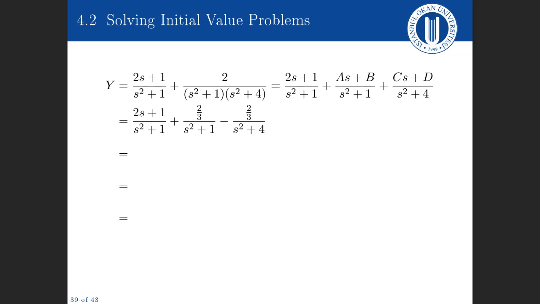After we've calculated a, b, c, and d, we can find that this is the same as (2s + 1)/(s² + 1) + (2/3)/(s² + 1) − (2/3)/(s² + 4). The first two terms are both over s² + 1. I have the number 1 and the number 2/3. I want to combine these together. 1 plus 2/3 is equal to 5/3.